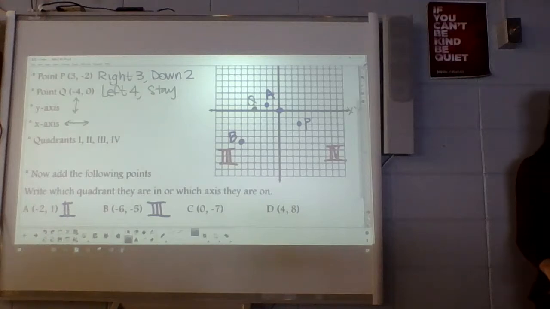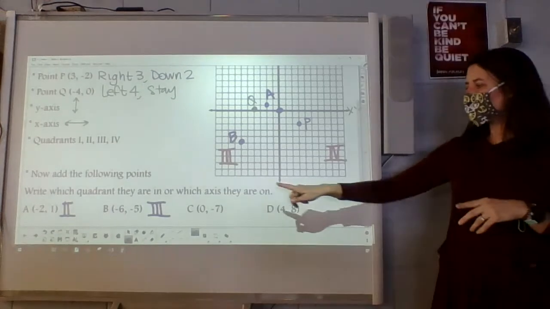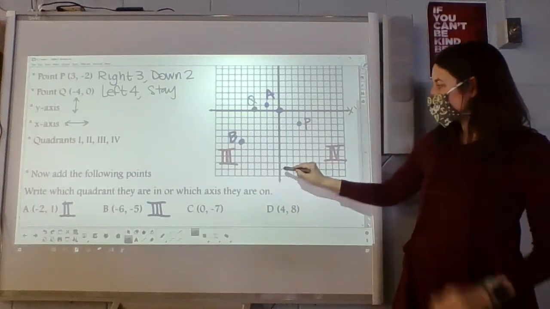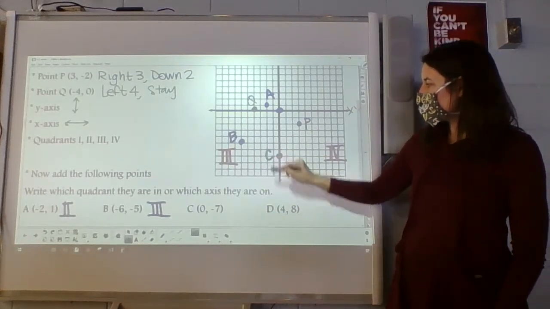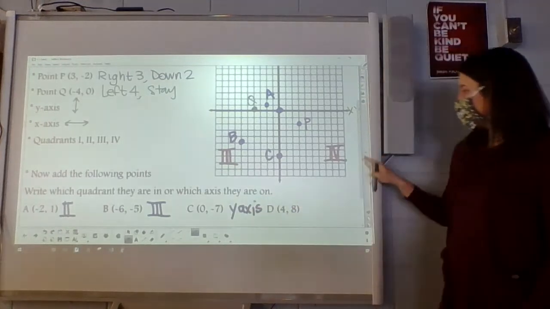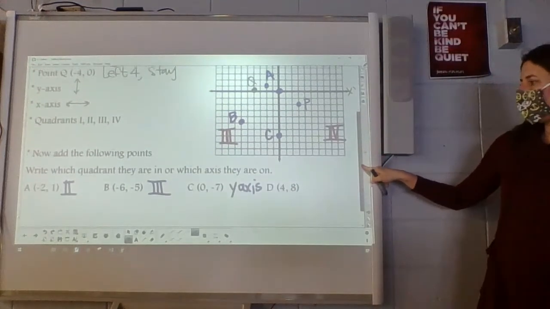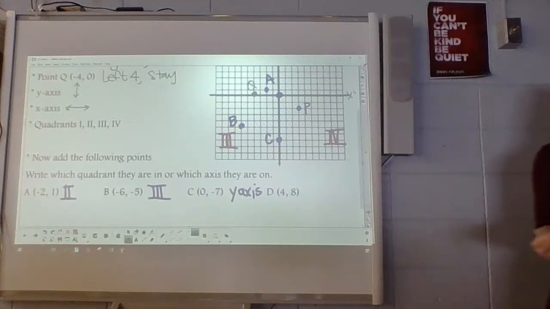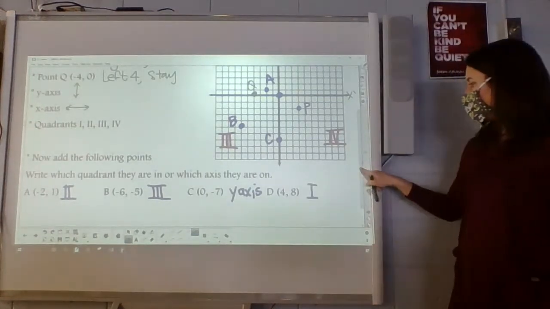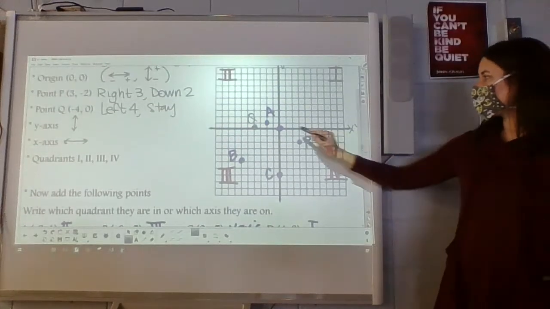On the y-axis. It's on the y-axis. So you don't go left or right at all. You just go down 7. So here's C, so that's going to be on the y-axis. And then D is 4, 8, so that's in quadrant 1. So over 4 and then up 8.